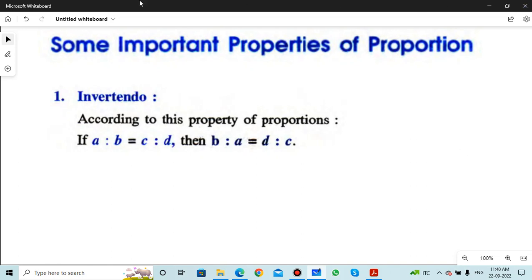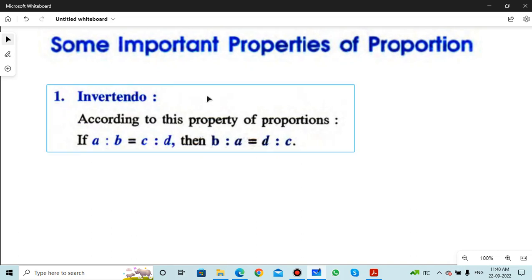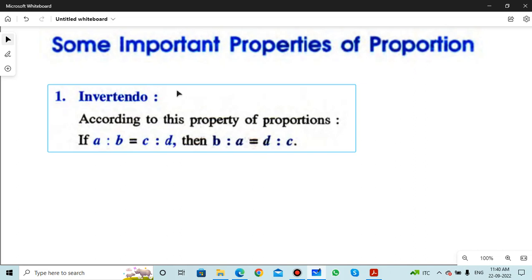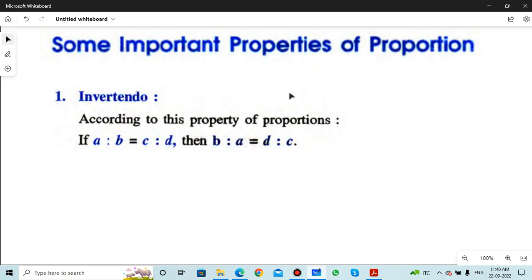Now we will be doing the next part, which is more important, and in fact we'll have a lot of questions coming from this side, which is basically the exercise 7C that will come up with these kinds of properties that we will use about proportion. So which are those important properties of proportion?